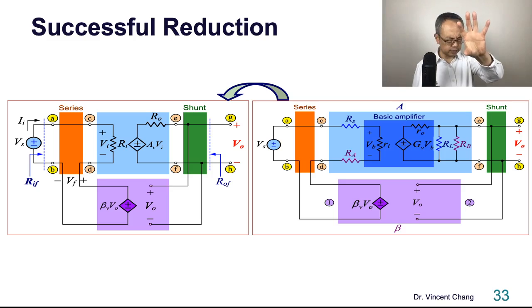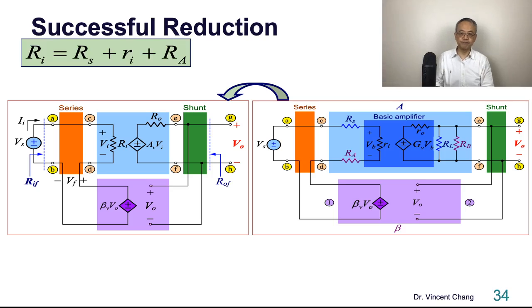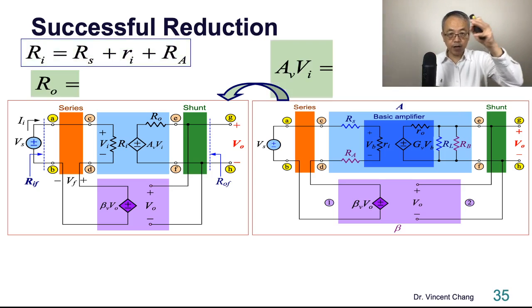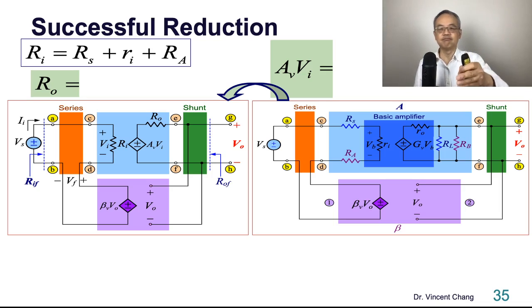And also in the output side of the right-hand side, there are also three resistances, RB, RL, and lowercase ro. Let's use the one capital Ro to represent the three, and redefine the AV, the voltage gain. It's a successful reduction. The relationship is the series combination of the three for capital Ri, and also the parallel combination. Now, let's pause a little bit.